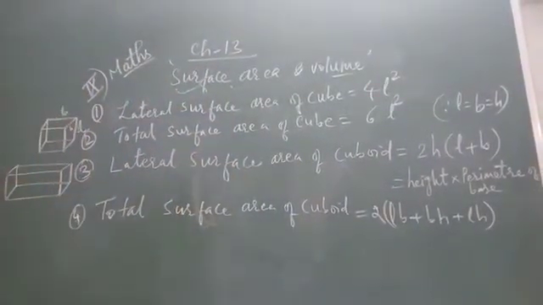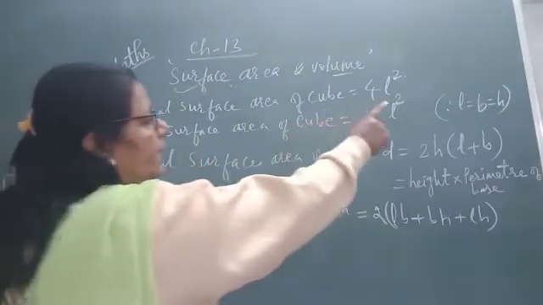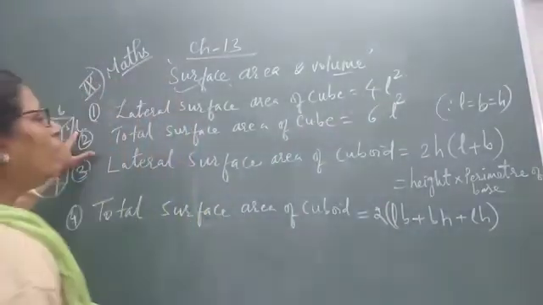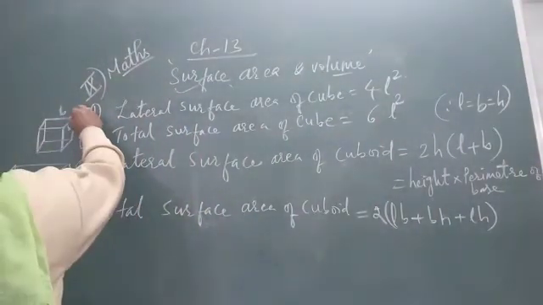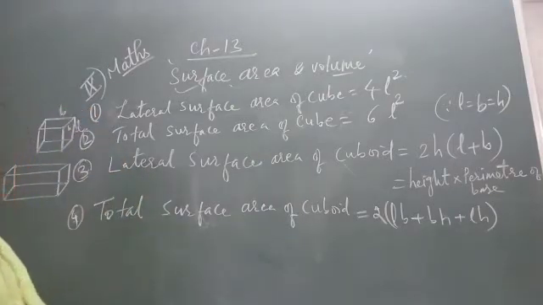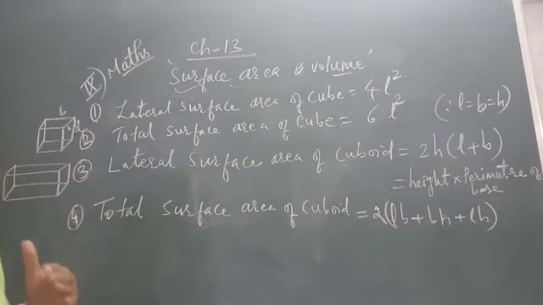Now which figure is called cube? Cube means having length, breadth and height, all these three quantities are equal. Means length, breadth and height are the same.